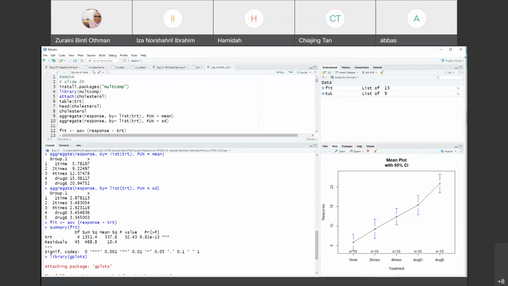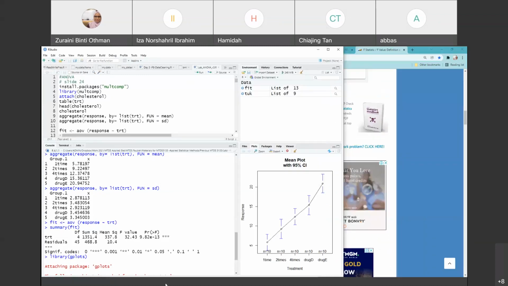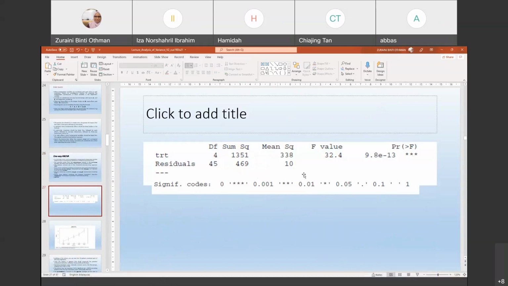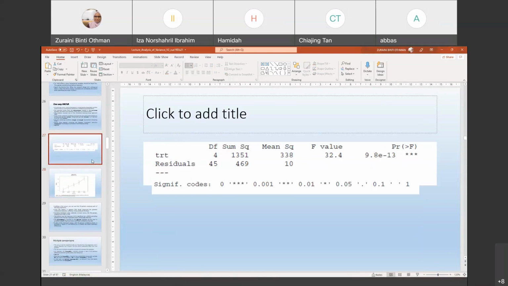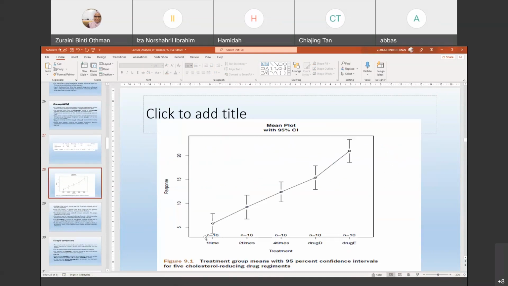This is the example. Okay, let's look at our notes again. This is what we received just now based on the significant value, and this is the table that we got. So we know that this p-value gives the variance, which shows that between one factor and another gives a different impact.